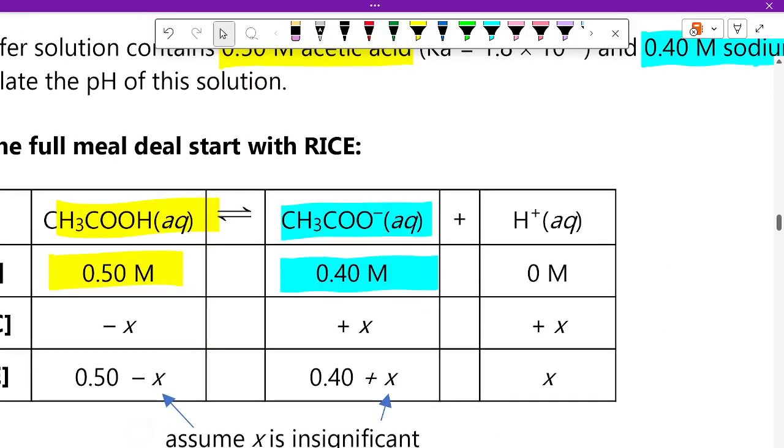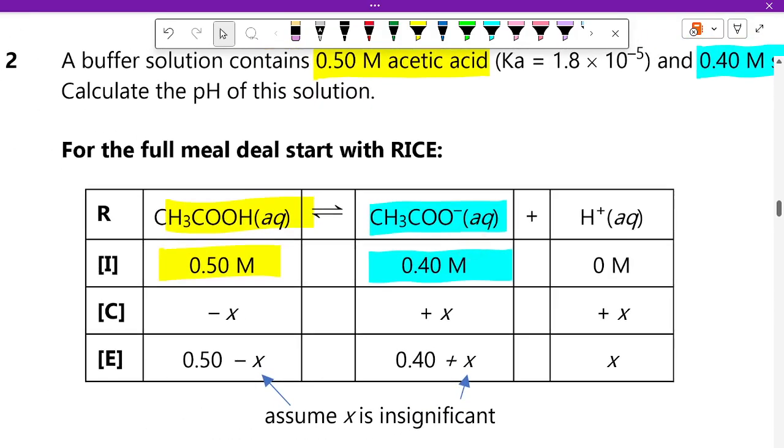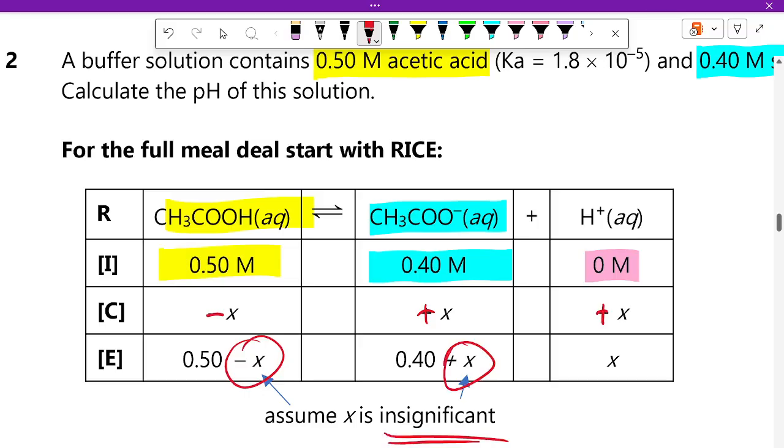If we wanted to show all of our work, the full meal deal of work, yes? Then we would say, okay, we got no hydrogen. These ones are going to go up. This one is going to go down. We are going to assume that these little x's here are insignificant. Yes?